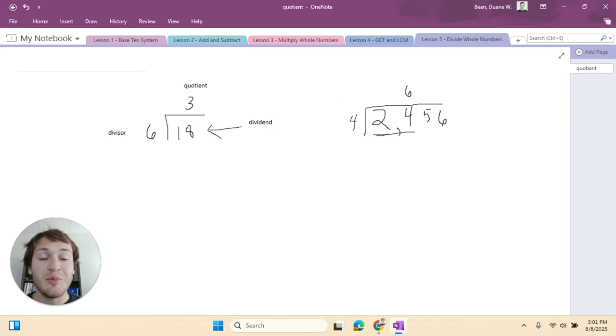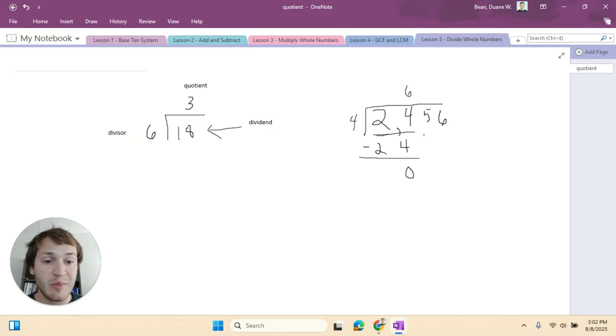Now we're going to multiply the 6 times the 4 to get 24, and we're going to subtract the 24 minus the 24. The reason we're doing this is to see if there's anything left over. We said 4 goes into 24 6 times, but what if it doesn't go in there perfectly? What if there's 1, 2, 3 left over? Of course, 24 minus 24 is 0, so we know that there's nothing left over.